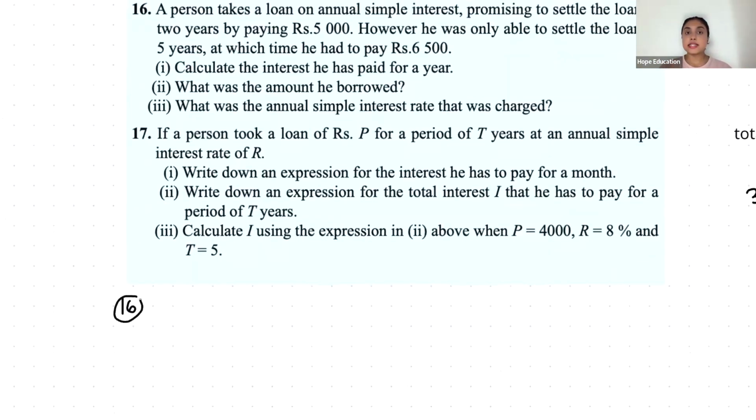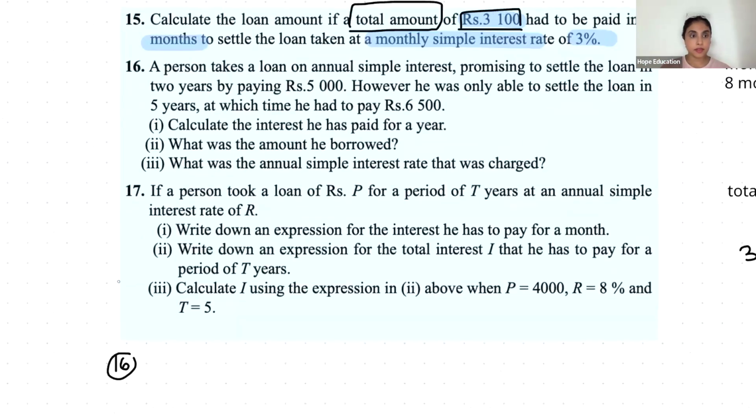A person takes a loan on annual simple interest, promising to settle the loan in 2 years by paying 5,000 rupees. That means he will settle this within 2 years by paying 5,000 rupees. However, he was only able to settle the loan in 5 years, at which time he had to pay 6,500 rupees. Calculate the interest he has paid for a year.